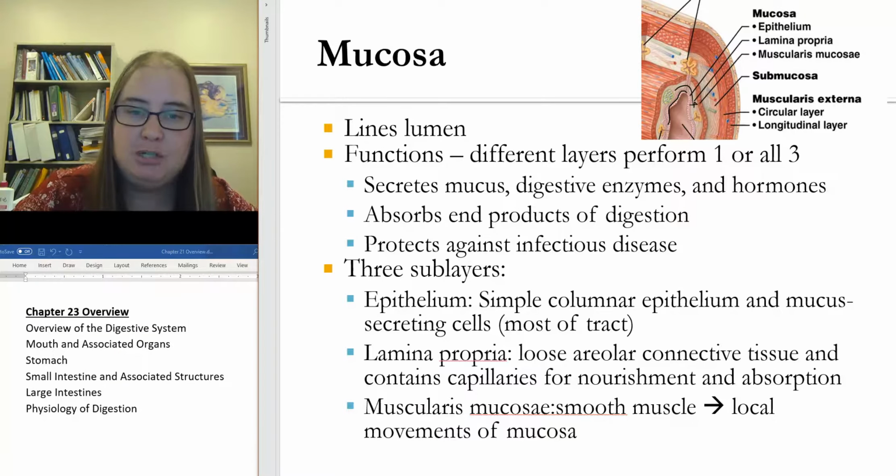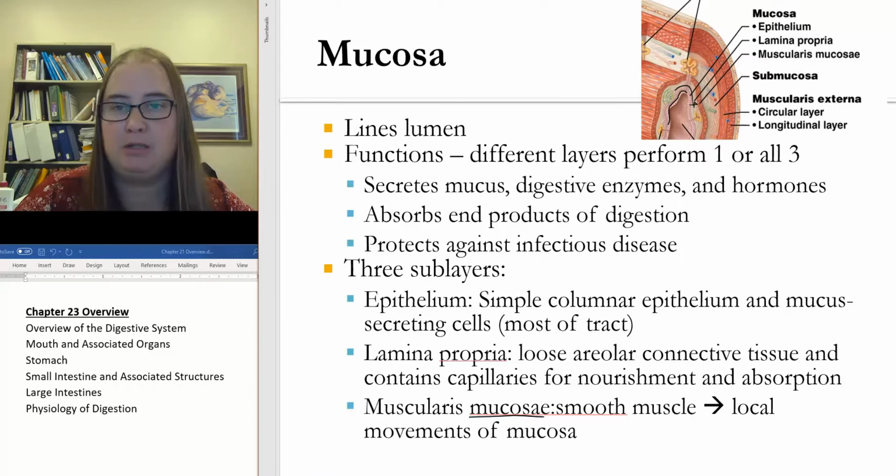In addition to that, we have a muscularis mucosa layer. Now, this is different than our muscularis externa layer. Okay, this mucosa layer is a very thin layer of smooth muscle associated with the mucosa, and it's only for localized movements of that mucosa. It does not do peristalsis or segmentation. This is a very localized movement.